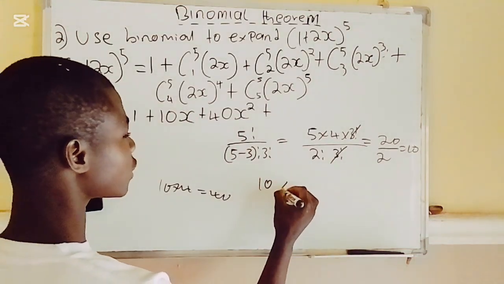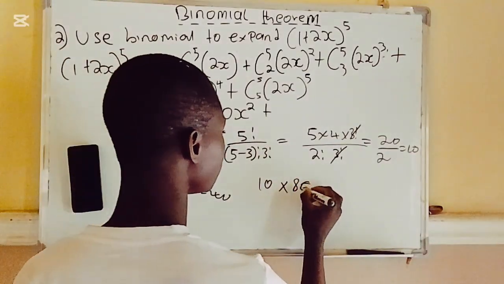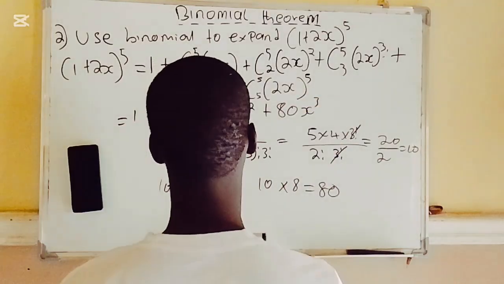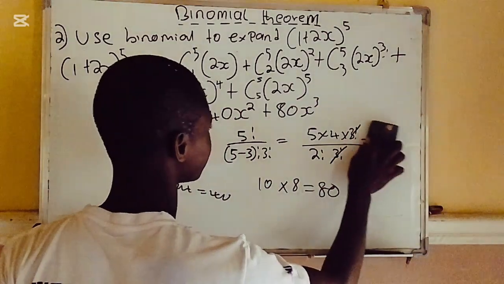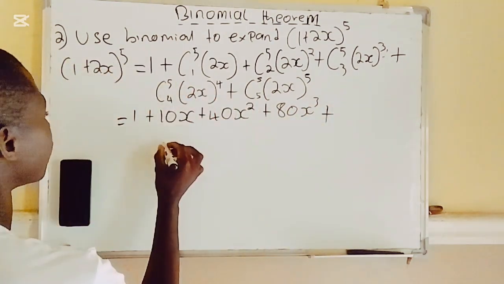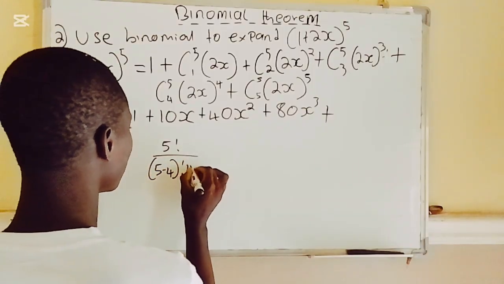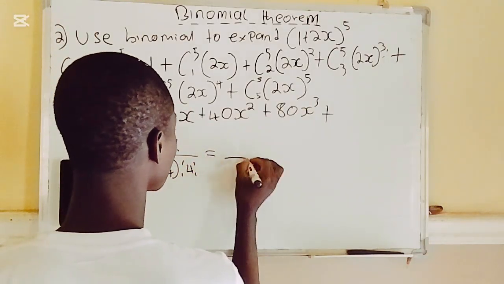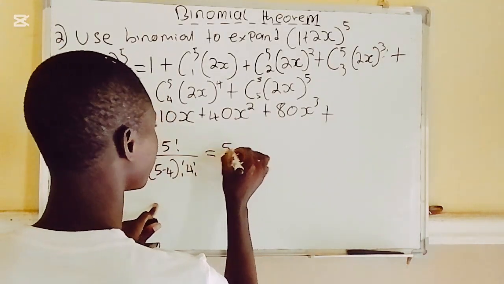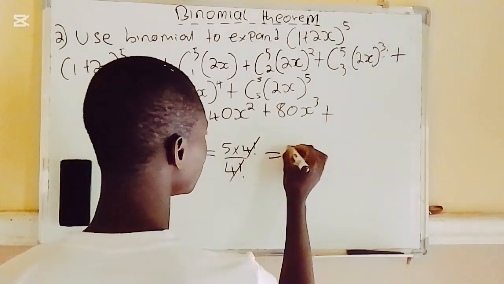So therefore 10 multiplied by 2 power 3, it will give me 8. So 10 times 8 is equals to 80, which is 80x raised to the power of 3. Therefore plus 5 factorial divided by 5 minus 4 factorial of 4 factorial. It will be equals to 1 factorial, the same thing as 1. Just divide by 4 factorial. 5 multiplied by 4 factorial, 4 factorial will cancel 4 factorial. It will be equals to 5.